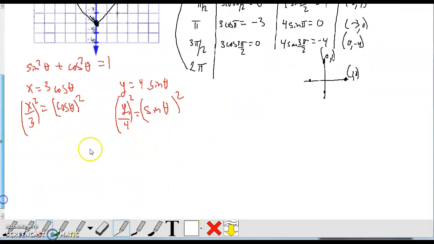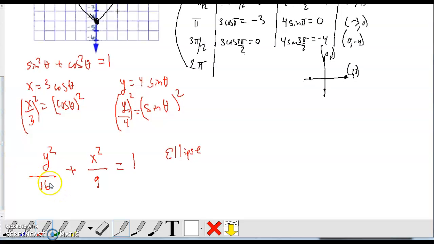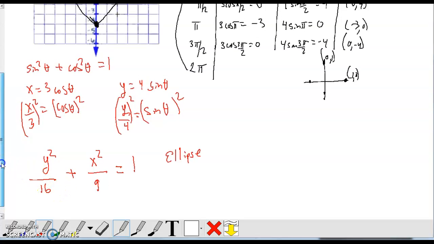If I do that, I'm going to replace sine squared of theta with y over 4 squared, which essentially will just be y squared over 16. And I'll replace cosine squared of theta with x squared over 9. And I'm going to set that equal to 1. So that's what makes this an ellipse. If we remember an ellipse from, I believe, Integrated 3. Do you have to remember that it's an ellipse? No. The great thing about an ellipse when it's set to 1 is that, what's the square root of 16? It's 4.